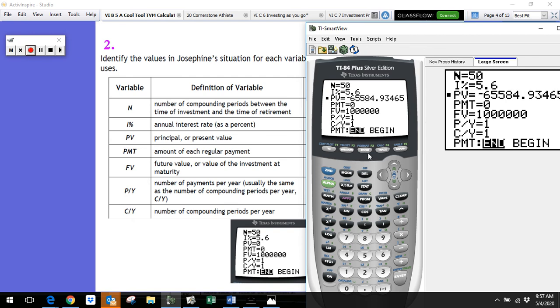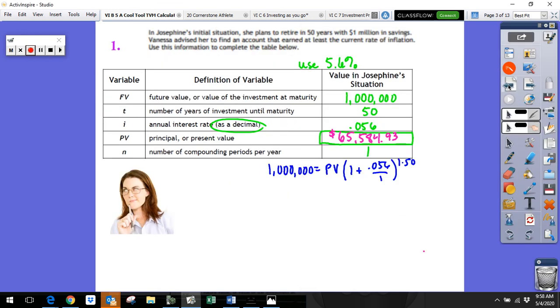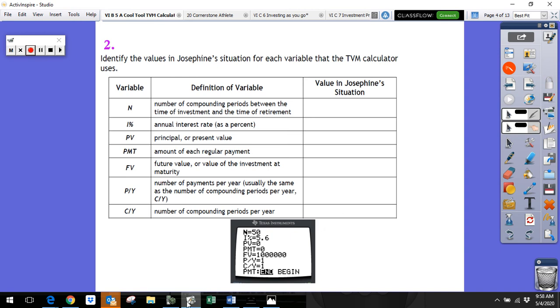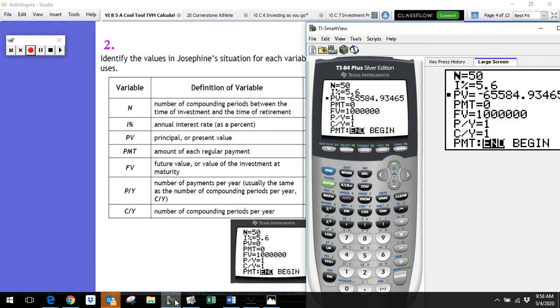And lo and behold, it's the same, $65,584.93. So isn't that cool? If you learn the vocabulary here, what you've been doing your whole life with this formula can now be done on the calculator, and lo and behold, you get the same answer. How cool is that?